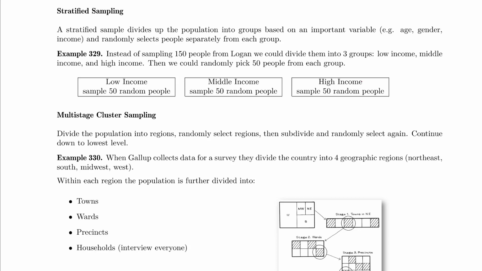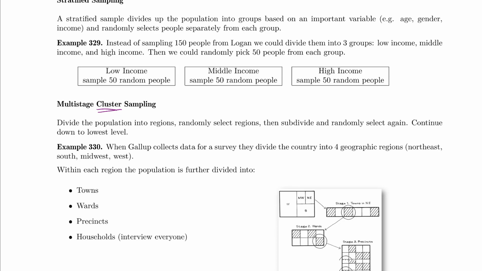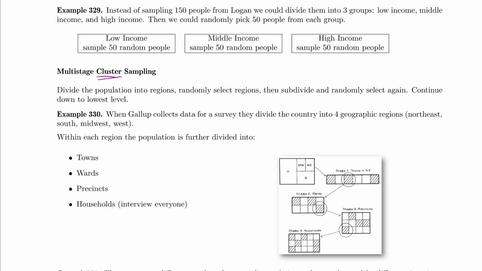Okay, and then you have something called multi-stage cluster sampling. Often our textbook will just call it cluster sampling. The way they do this, and this is very common with big fancy polls, is they'll divide the population into regions. Then they randomly select regions. Then they subdivide and randomly select again, and then they keep going. So basically, you select a few groups, break those groups into more pieces, randomly select, and keep going until you get really small.